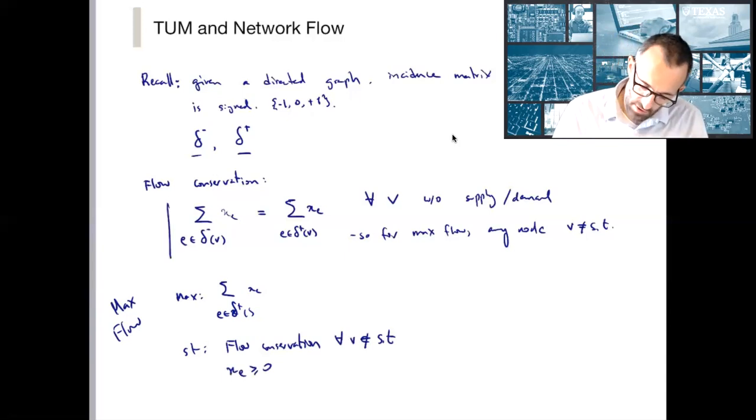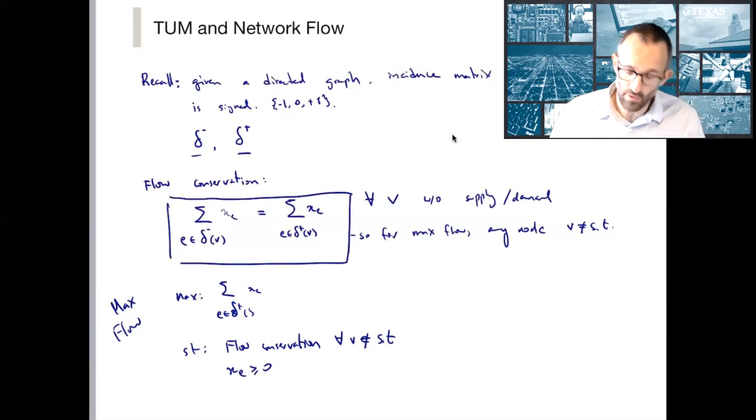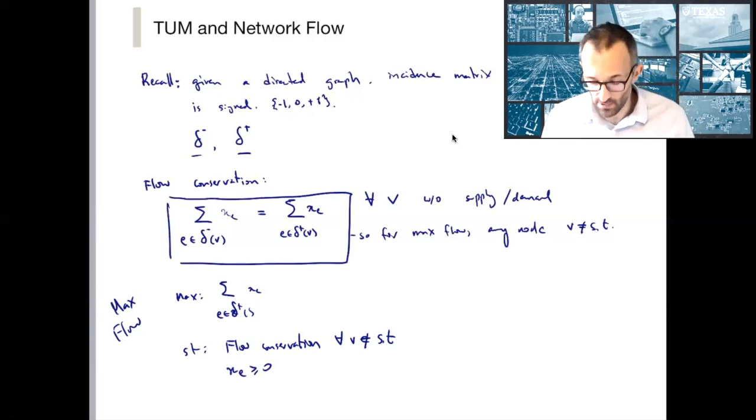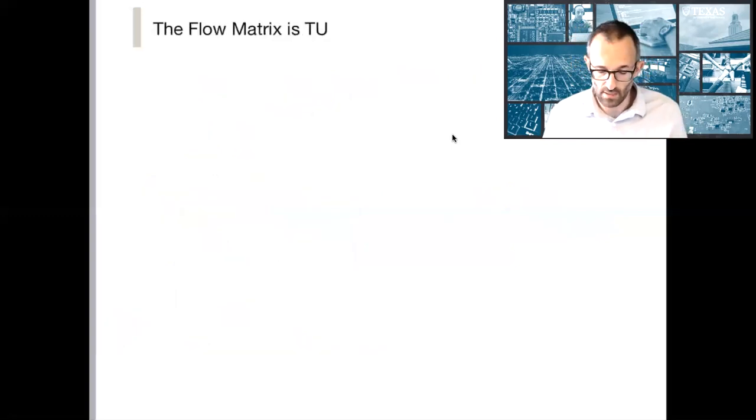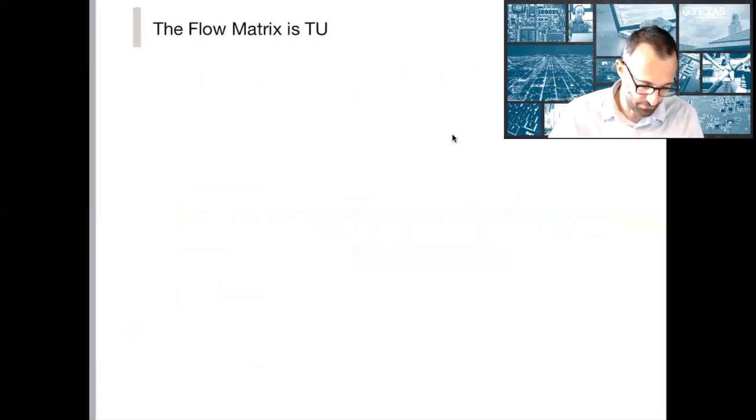So our first result is that the matrix that we obtain by writing these constraints, so you can note that once I put everything onto one side, these flow constraints look like Ax equals 0. A is going to have plus ones, zeros, and minus ones according to whether an edge is in delta minus or in delta plus. So the fundamental result is that this flow matrix is totally unimodular.